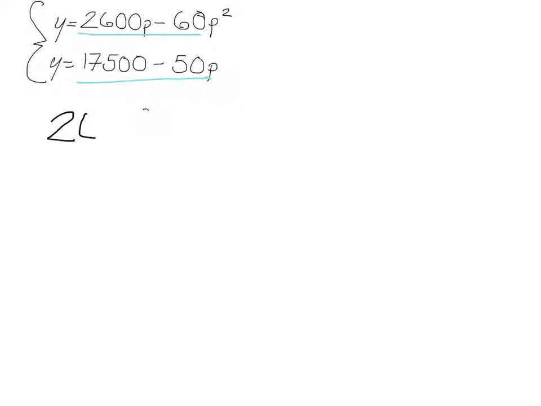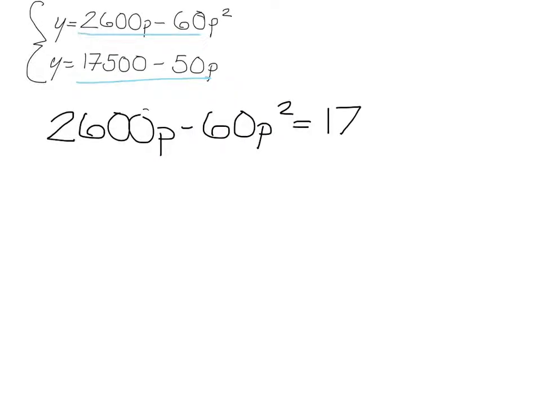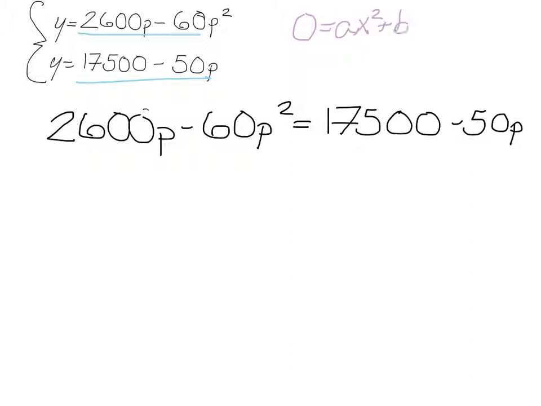Now I have 2600p minus 60p squared equal to 17,500 minus 50p. So let's think about how we're going to solve this thing. I would like to get a quadratic equation in the form that I'm used to, which is ax squared plus bx plus c. Maybe I'll write that at the top. I would like something in the form 0 equals ax squared plus bx plus c. So I'm going to have to force this thing to be in this form.